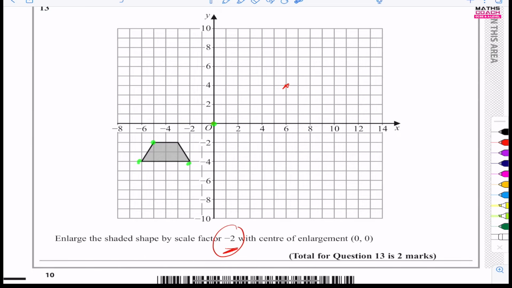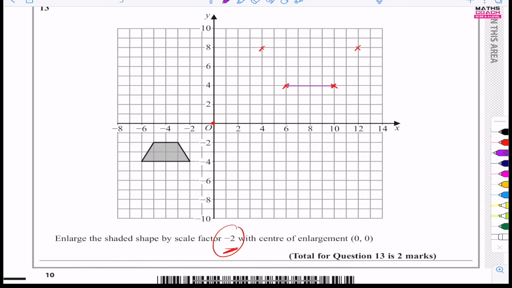So this point here, it's going back by 5 and down by 2. So it's going to be across by 10, 5 times 2 is 10, and up by 4. It's going to end up right there. And the others, so this point here, 2 across that way and 4 down. So it's going to be 4 across and 8 up. So right there. And I'll just do the other mark in here.